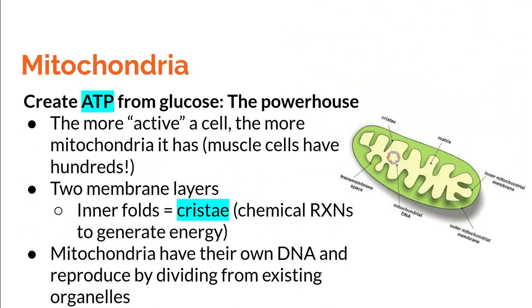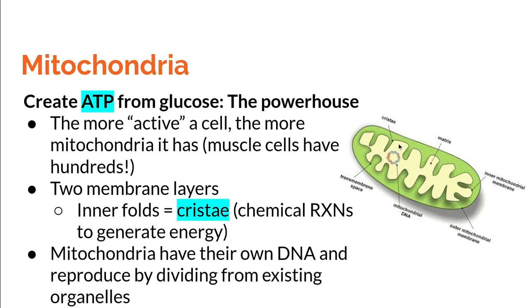The mitochondria also has two layers of membrane. It has kind of a smooth outer layer and then these curly, swerved inner folds that make the second level of the membrane. And these are called cristae. So these, again, are the inner membrane layer that make those folds. Within the cristae, this is where different chemical reactions are taking place in order to help generate energy.